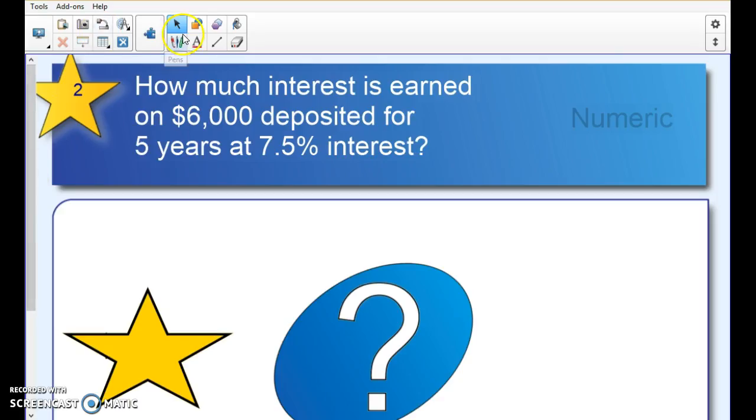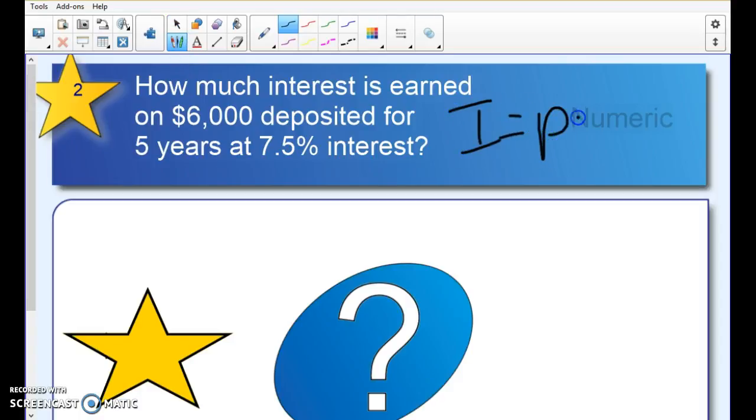Alright, so I'm going to write my formula up here at the top so I don't forget. I equals P times R times T. And with every problem, they're going to give us at least 3 of these, and we need to figure out the 4th one.